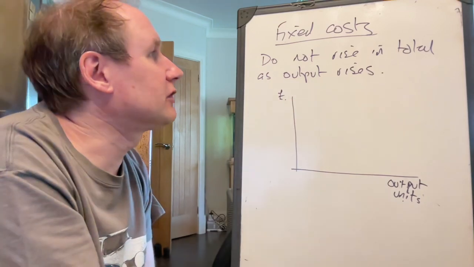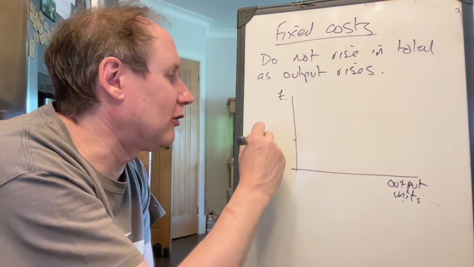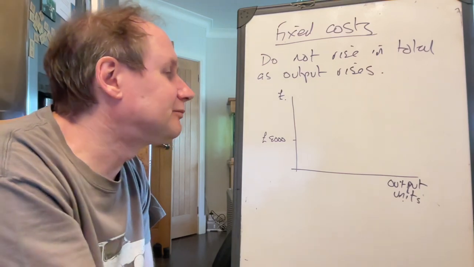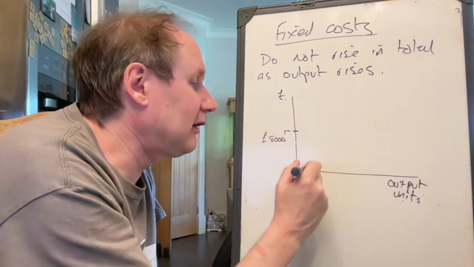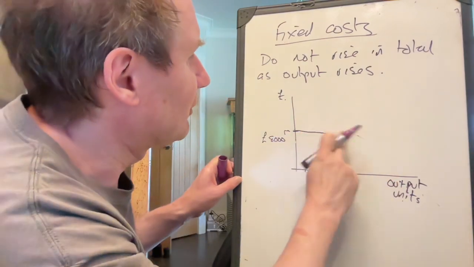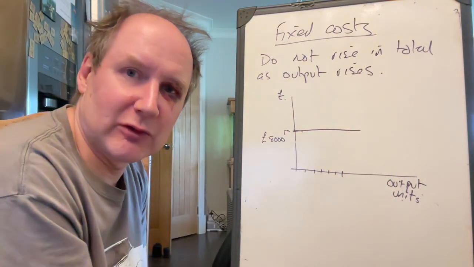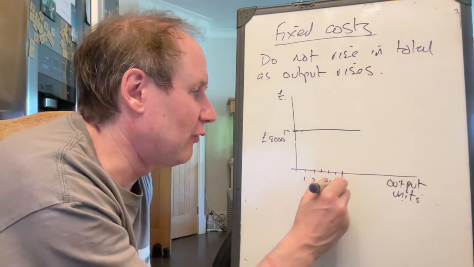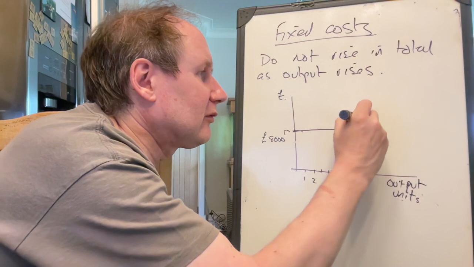So if fixed costs don't rise in total as output rises, then if you have a rent of £8,000 a year or a month or whatever, it doesn't matter, then what that's going to mean is let's put it there. Regardless of your output, your cost, that's not very horizontal, is it? Your cost remains the same. So that is your total fixed cost. It's £8,000 regardless of whether you make 1 pen, 2 pens, 4 pens or whatever. It really doesn't matter. So that's my total fixed cost.